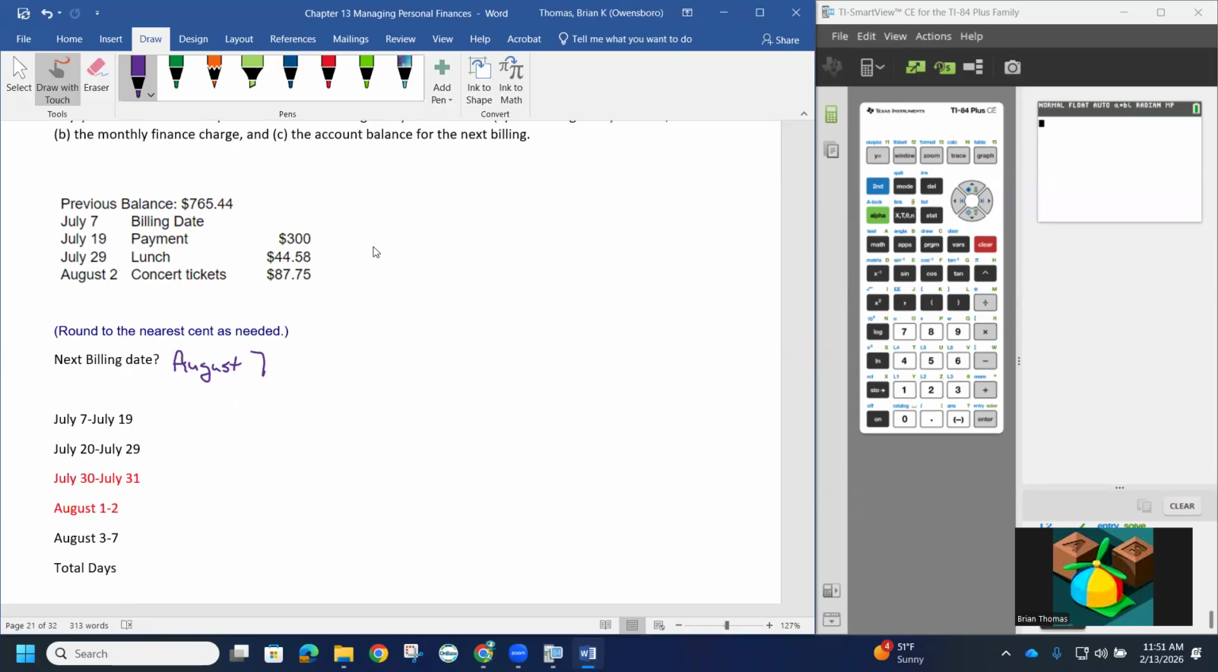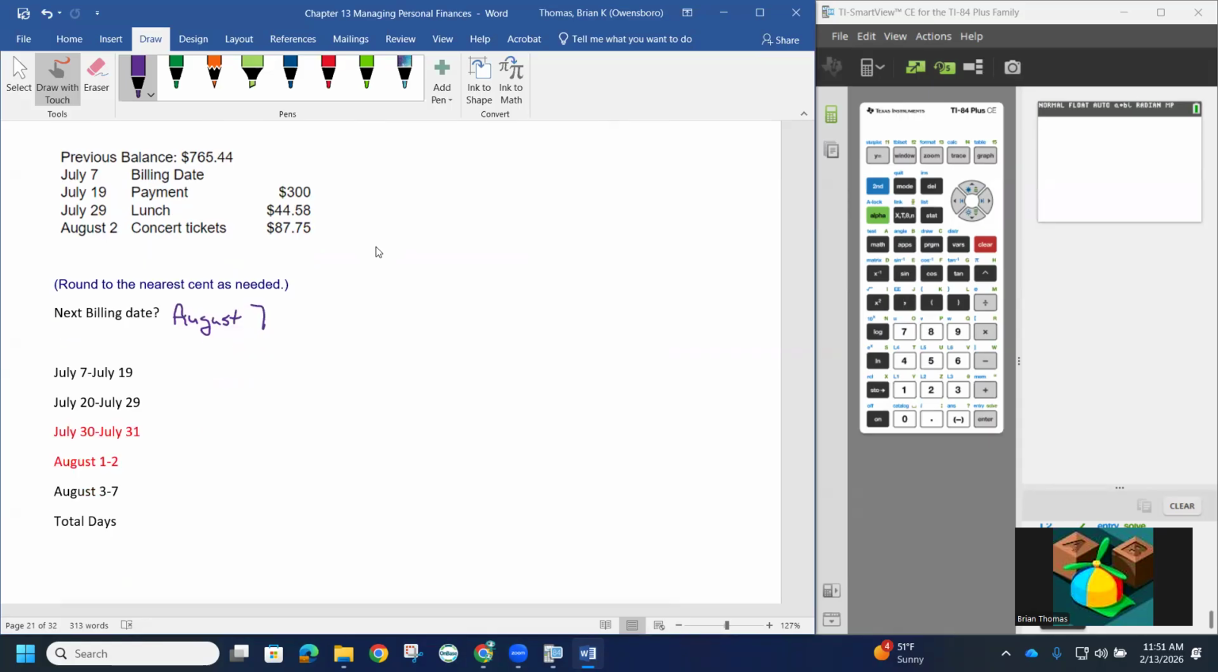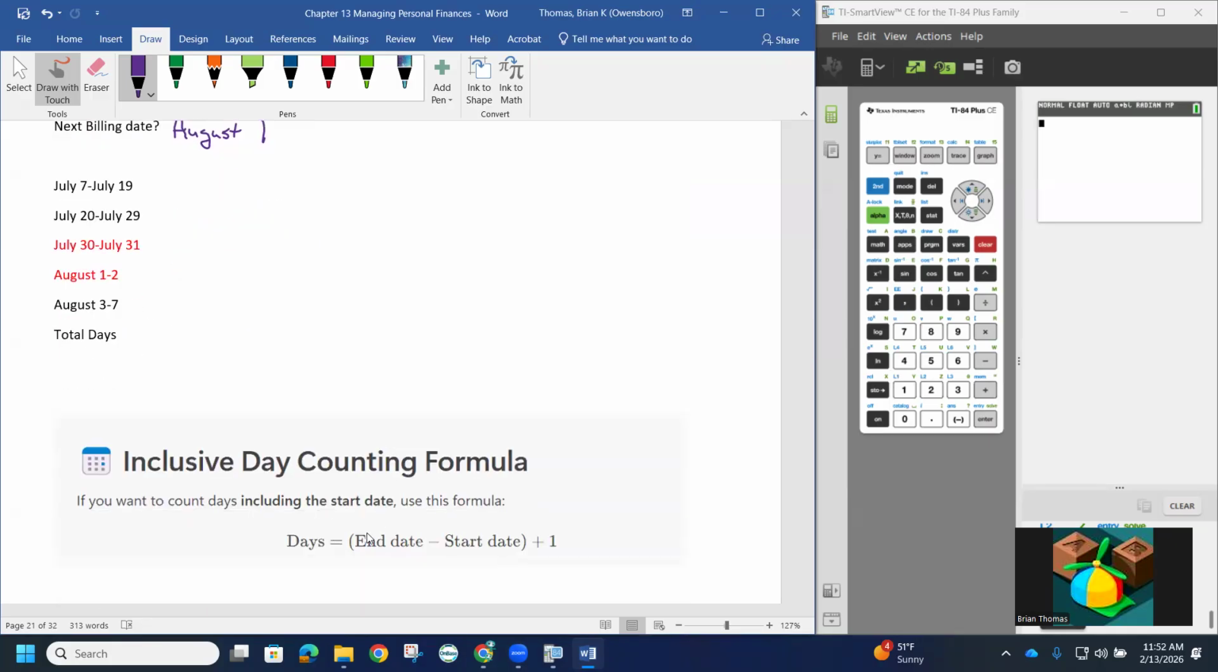So I'm going to try to unpack this slowly. One of the hardest things to understand about this problem is the days. How do we count the days? So notice that our billing date starts on July 7th, and then we make a payment on July 19th. So from July 7th to July 19th, my billing stays the same. So what we've got to do is figure out how many days that is. Now, you can use a calendar, or there is a formula to count days.